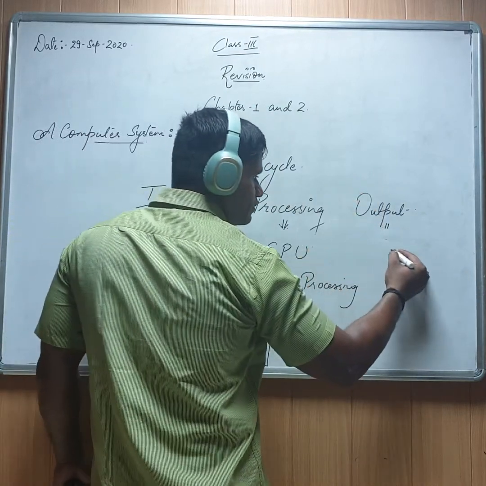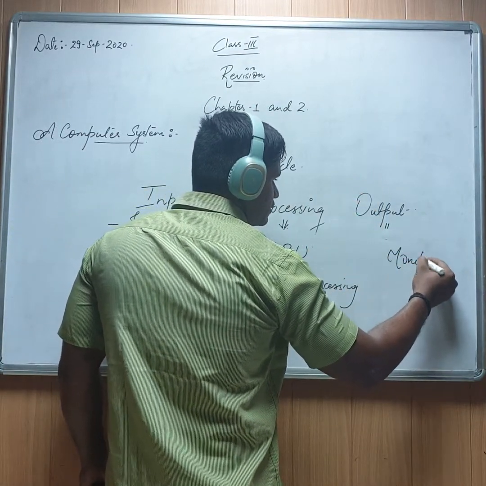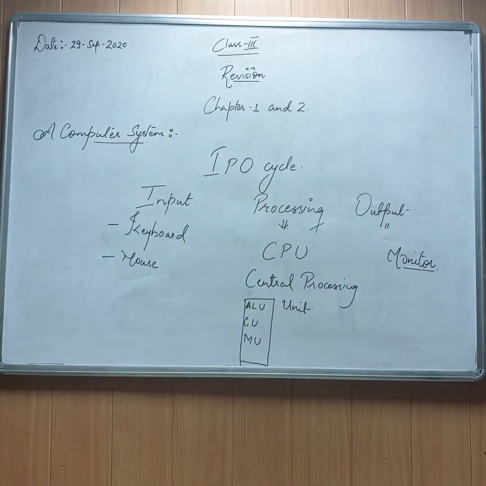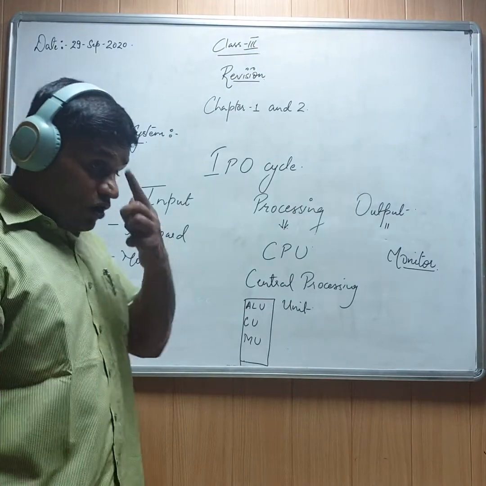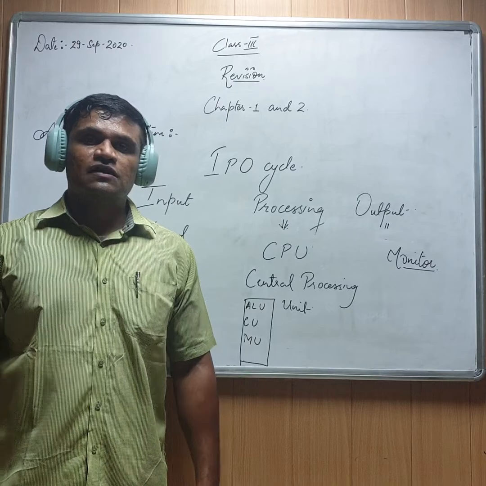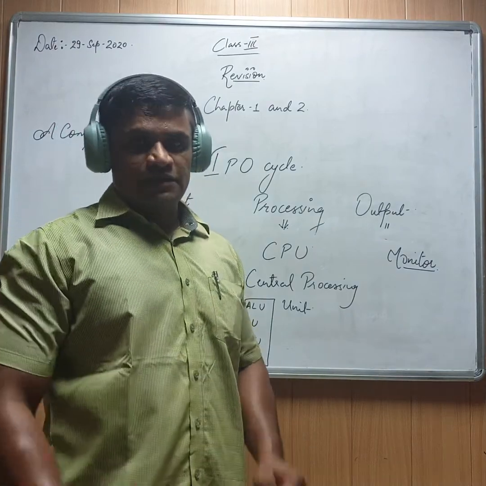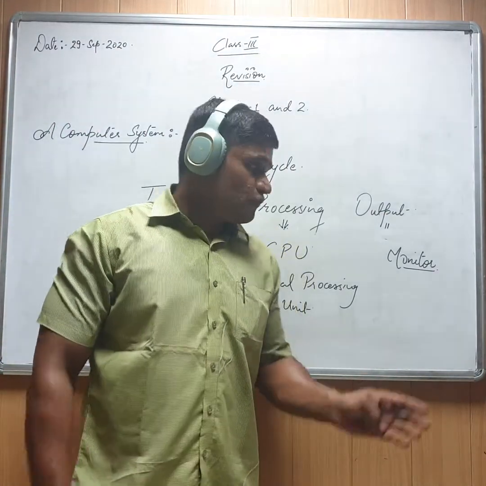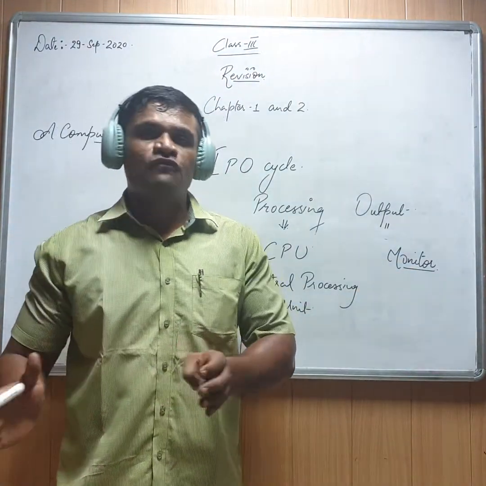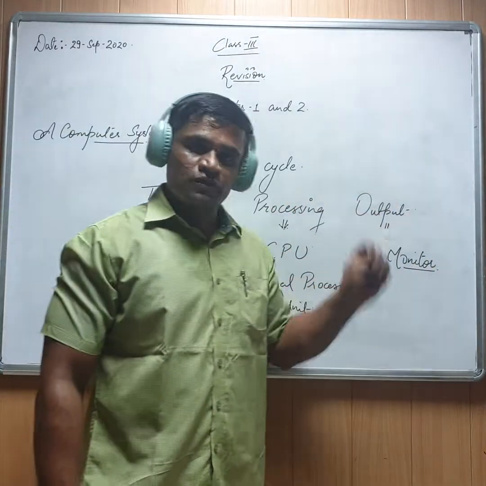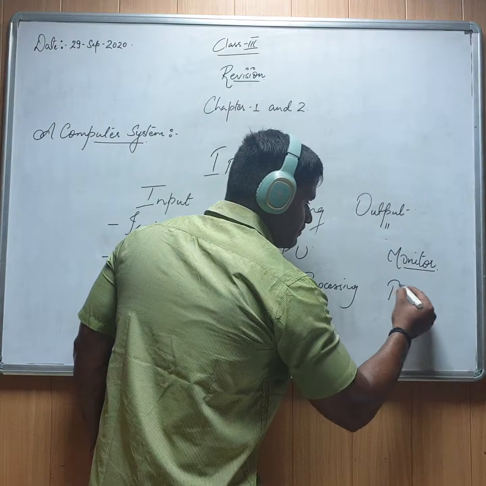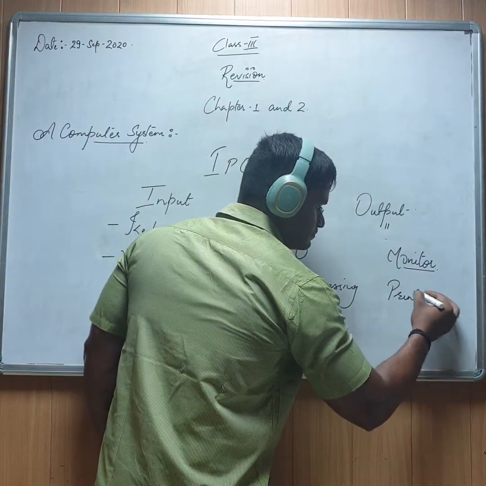Then for output, the most widely used example is your monitor, that is the screen, LED screen or LCD screen, or your cathode ray tube. So this monitor serves as the best example of your output, that is, on the monitor or the screen, the output, the result of the processing, is shown, is displayed. And we have another one also. One is your printer.